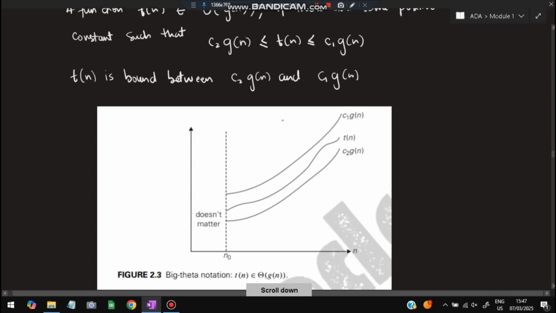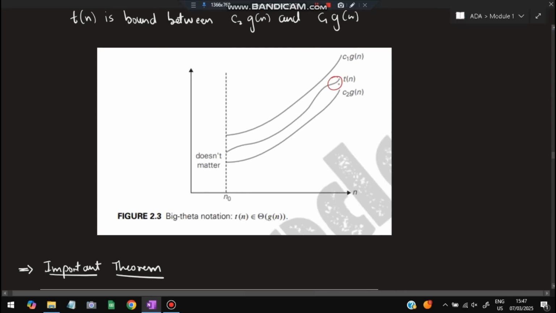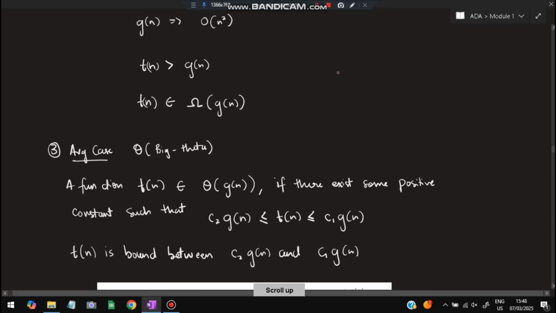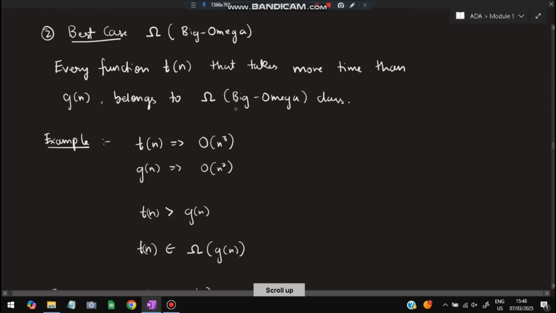If you want to see, the graph will be like this. This is T of n, this is G of n. No matter what I do, the time will never cross this one, because this is n cube and this is n square. Got the point? That is the big omega notation. That's for the best case.